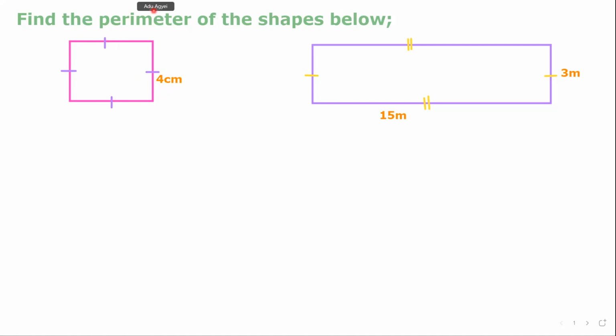Good. So let's calculate. After identifying that the unit here is centimeters, it means all the dimensions here will be in centimeters. So there's no need to change any of them to millimeters or meters or any other unit here. So you write your solution and then you solve. Now you have done with the solution.